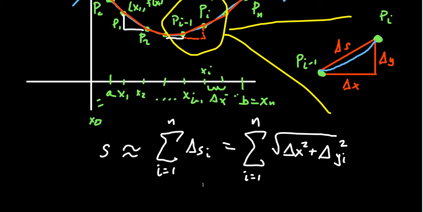They'll depend on where we are in the segment. That's okay. It won't make much of a difference because as we take the limit of this thing, the differences will kind of go away. To get the true arc length, which we're calling s right here, we need to take the limit, right? Because this is just an approximation.